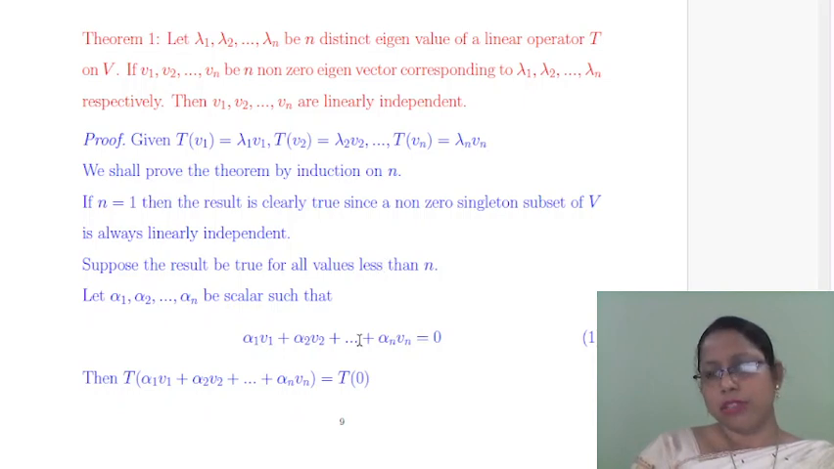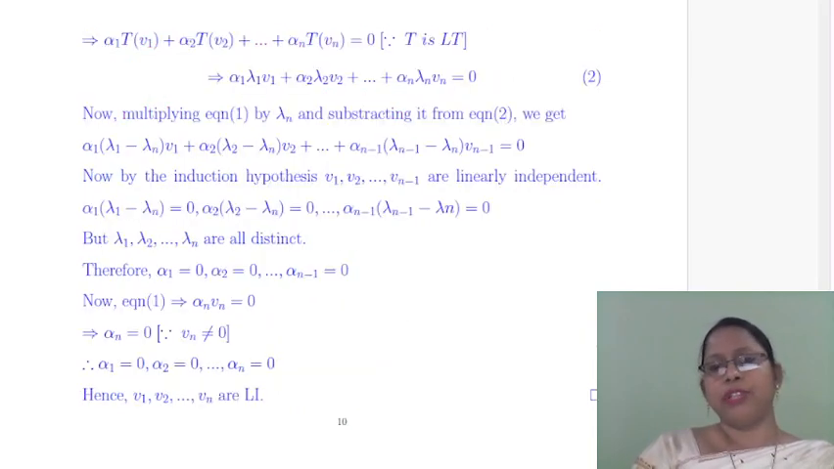The term before the last term in equation 1 will be alpha n minus 1 bn minus 1 into lambda n, and the term before the last term in equation 2 is alpha n minus 1 lambda n minus 1 bn minus 1. So alpha n minus 1 and bn minus 1 are taken common. The term inside the bracket is lambda n minus 1 minus lambda n.